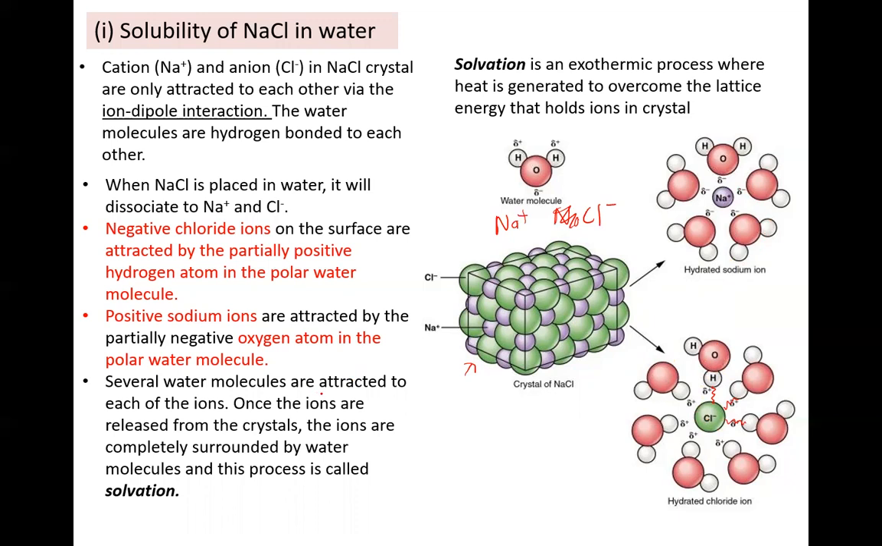Several water molecules are attracted to each of the ions. Once the ions are released from the crystal, the ions are completely surrounded by water molecules, and this process is called solvation. Solvation is an exothermic process where heat is generated to overcome the lattice energy that holds the ions in a crystal.